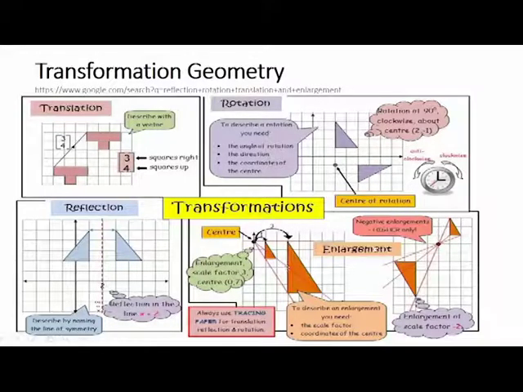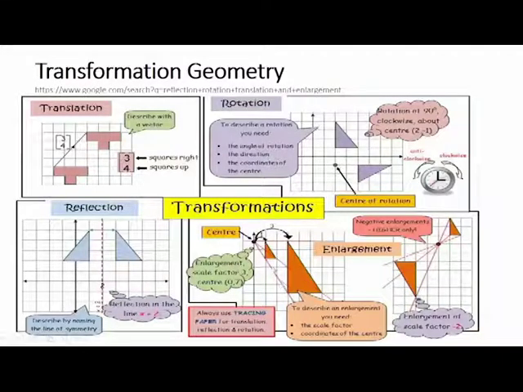Then we have enlargement. Enlargement, I find it quite a challenge to most of you when it comes to drawing enlargement, but I want you to practice on that. To describe the enlargement, you need the scale factor as well as the coordinates of the center. How do we get the center of enlargement?